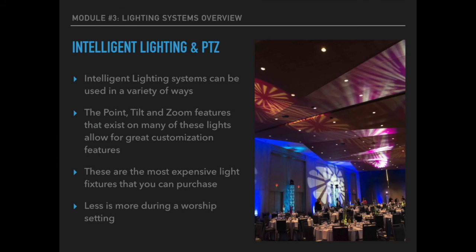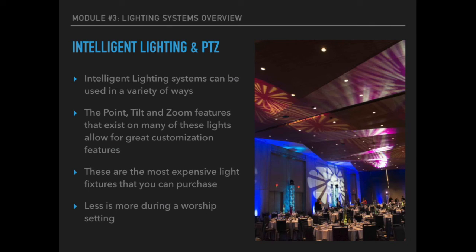Next, I want to talk about intelligent lighting, or PTZ, point, tilt, zoom. Intelligent lighting systems can be used in a variety of ways. There's a lot of customization. Now, this does relate back to some of the things we just mentioned, but this gives you a robotic, controllable point, tilt, zoom. You can angle things exactly the way you want them to. And the features that exist on many of these lights allow for great customization, so you can get very defined parameters that you're working with, or defined areas that you're working with.